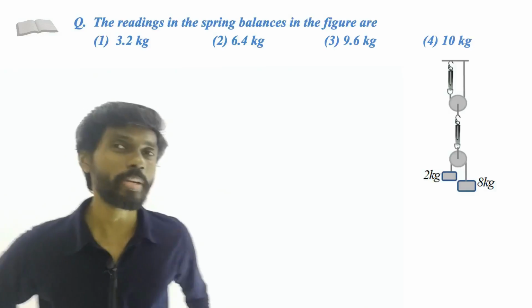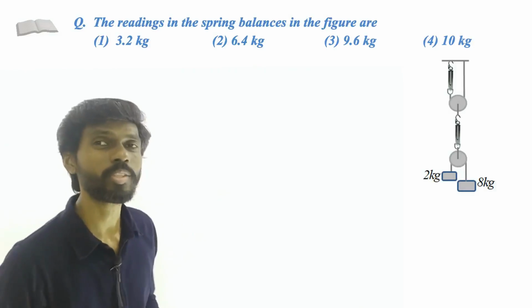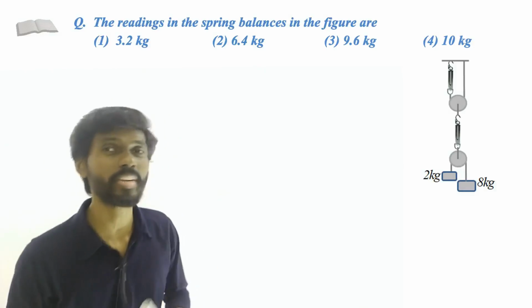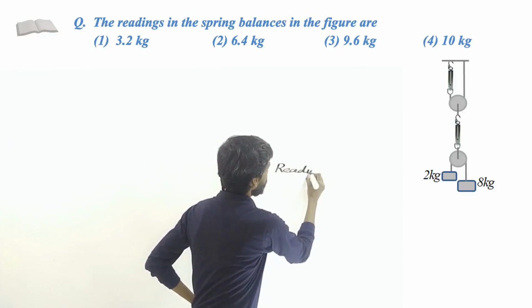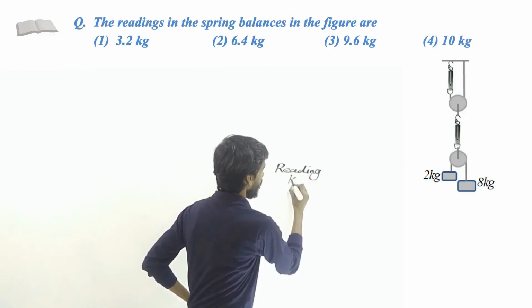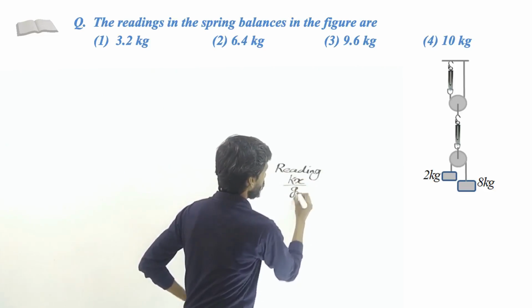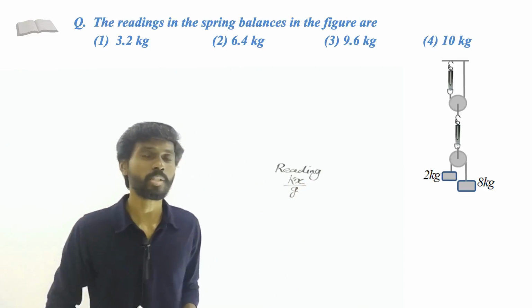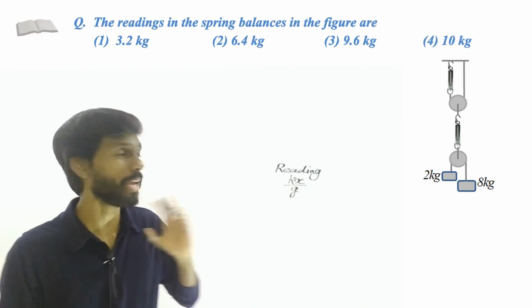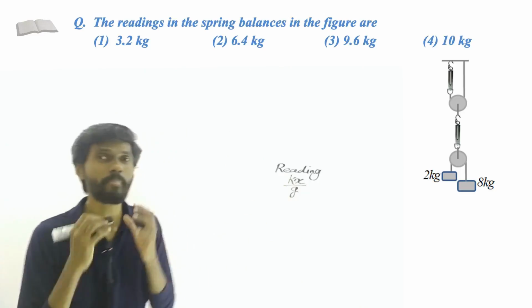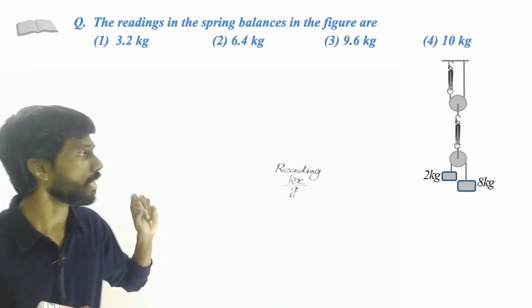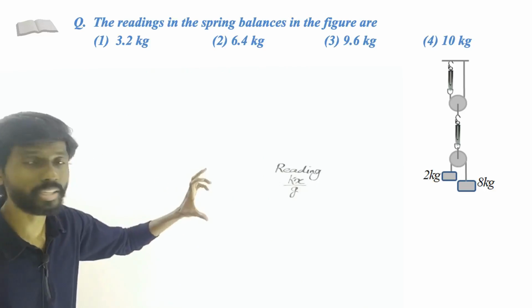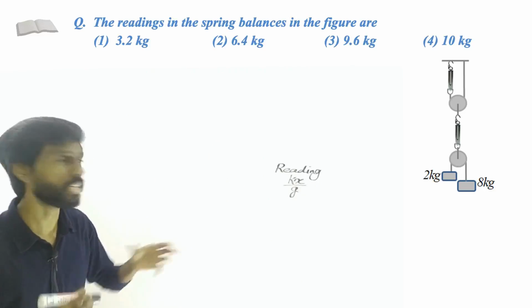Here we have two spring balances, and we have to find their readings. Like we did in the last question, we just need the elongation. kx divided by g will give you the reading of the spring balance when the mass is directly attached to it, so kx divided by g is the mass of the object. But that's not the case here, since it is not directly attached to the spring balance. Now let us find the elongation in both these springs, so that will give you the reading.